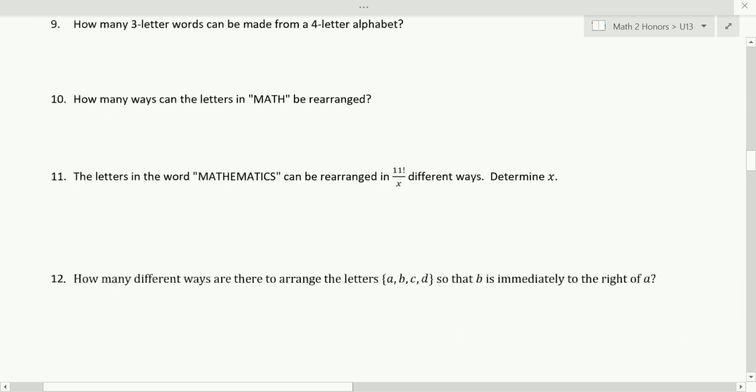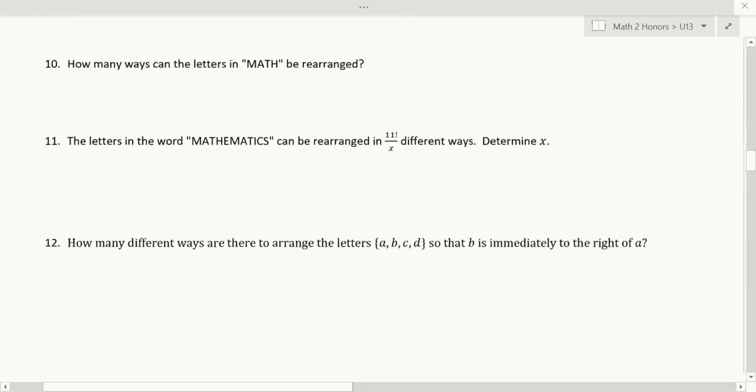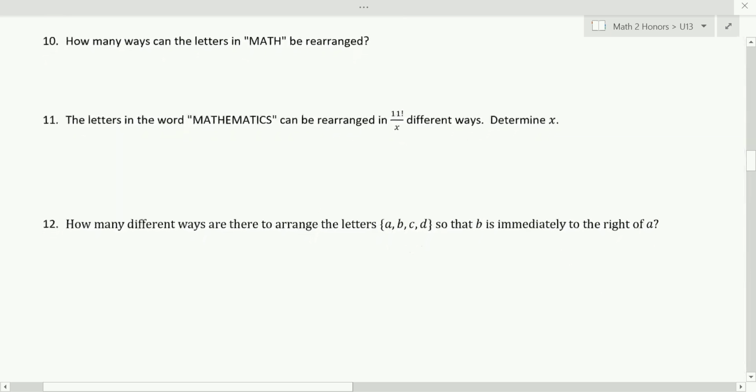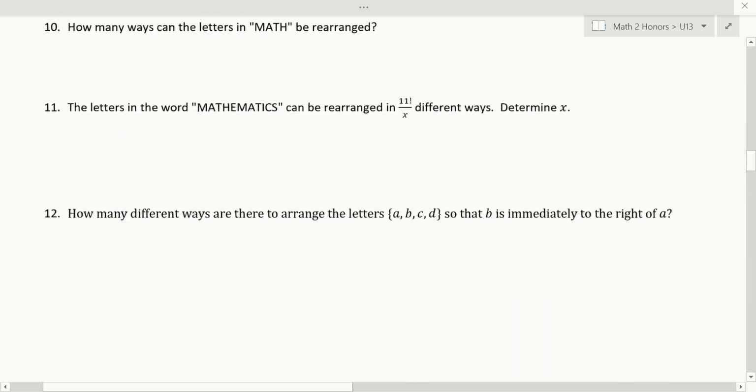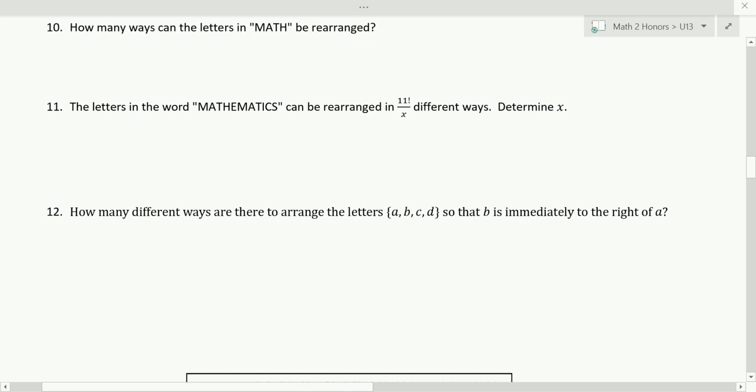Let's look at 12. 12 can be a challenging one, and I'll do it with you. How many different ways are there to arrange the letters A, B, C, D so that B is immediately to the right of A? So we have this extra requirement that B has to be exactly to the right of A. Why don't you go ahead and try it first, and then we'll go over it.